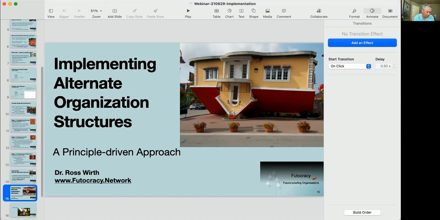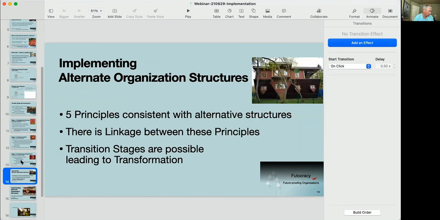Yep. Okay, Maynard, I'm not sure exactly which slide you want. Is this a slide you're after? No. Okay. Let's see. Let me just step back. Okay.